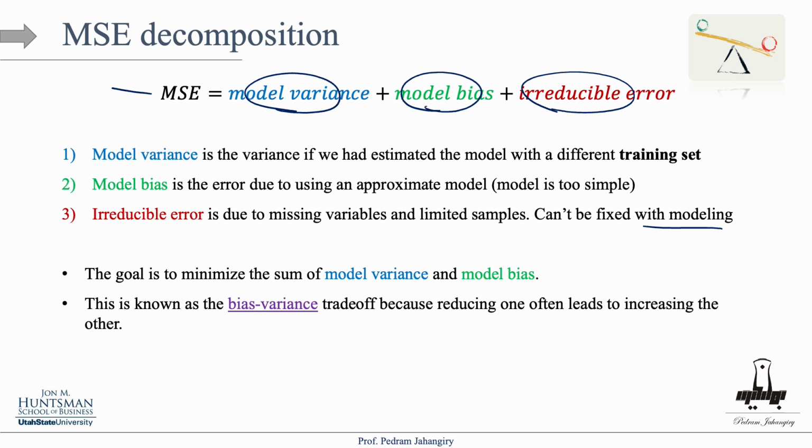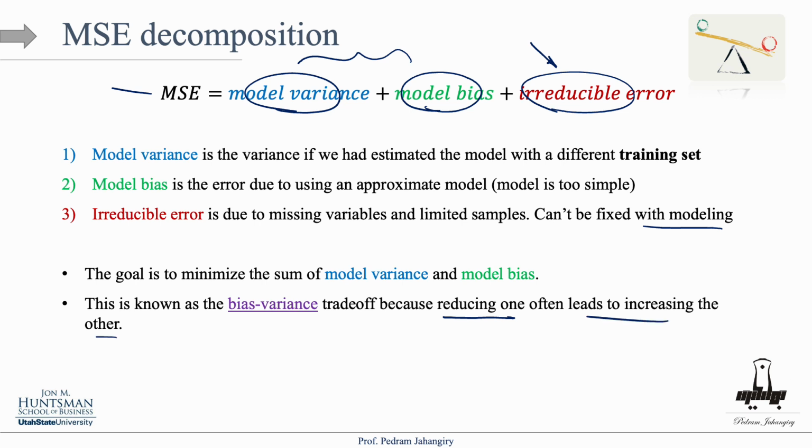So the goal is to minimize the sum of model variance and model bias. So the goal is to minimize the combination of the two, okay? Because remember, this part, the irreducible part, cannot be fixed with modeling. So if you want to make sure that the combination of model variance and model bias is the smallest, we have to consider the bias variance trade-off, because reducing one will lead to increasing the other one, right?